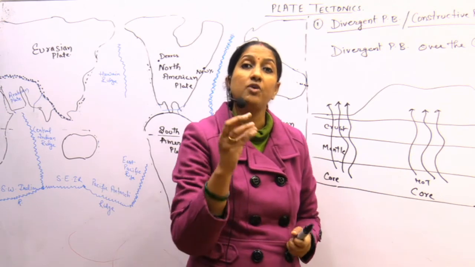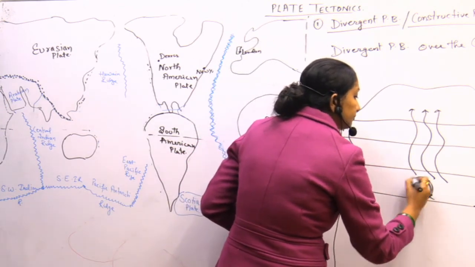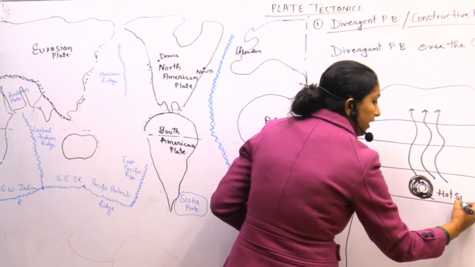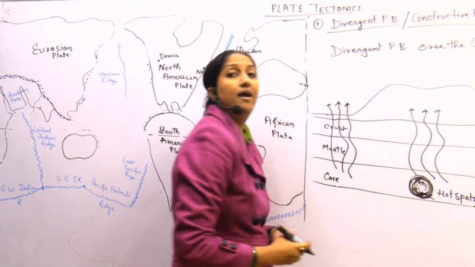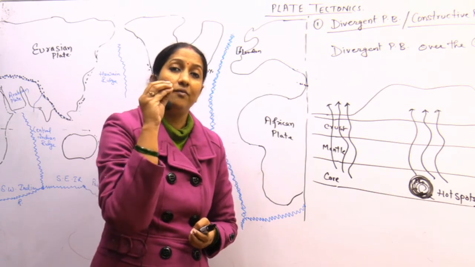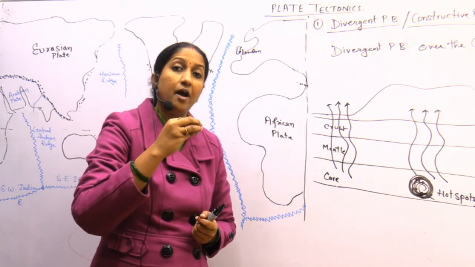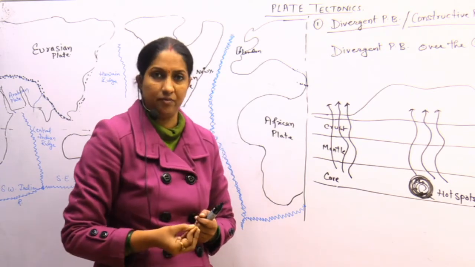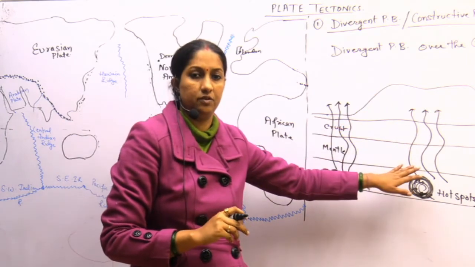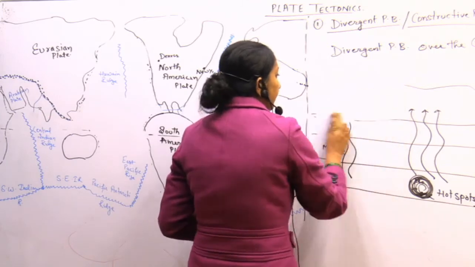So what are hot spots? Hot spots are nothing but high temperature zones. Hot spots will be created here, and where the temperature is very high, it will cause melting of rocks and a plume of mantle will be formed. Where? Below the continents. So now let's see what is happening below the continental crust.